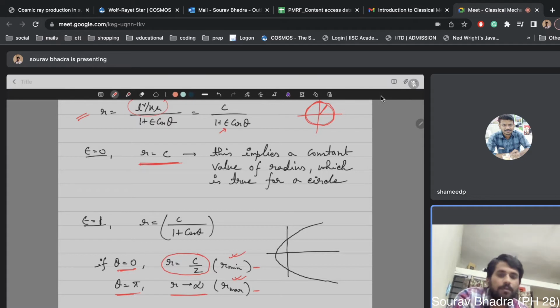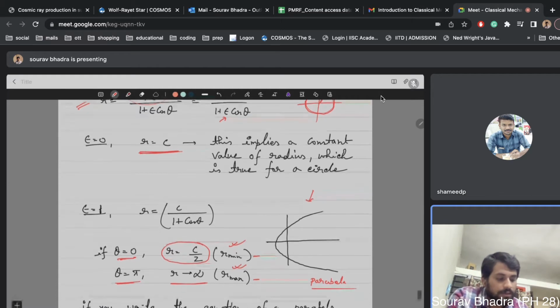Now what type of conic section has this type of property? Surely it is a parabola. Because you can see this is a parabola. So this distance will be the smallest distance, I mean the closest approach from the focus. So it is C by 2, and this is an open type of conic section. That means your R can go up to infinity.